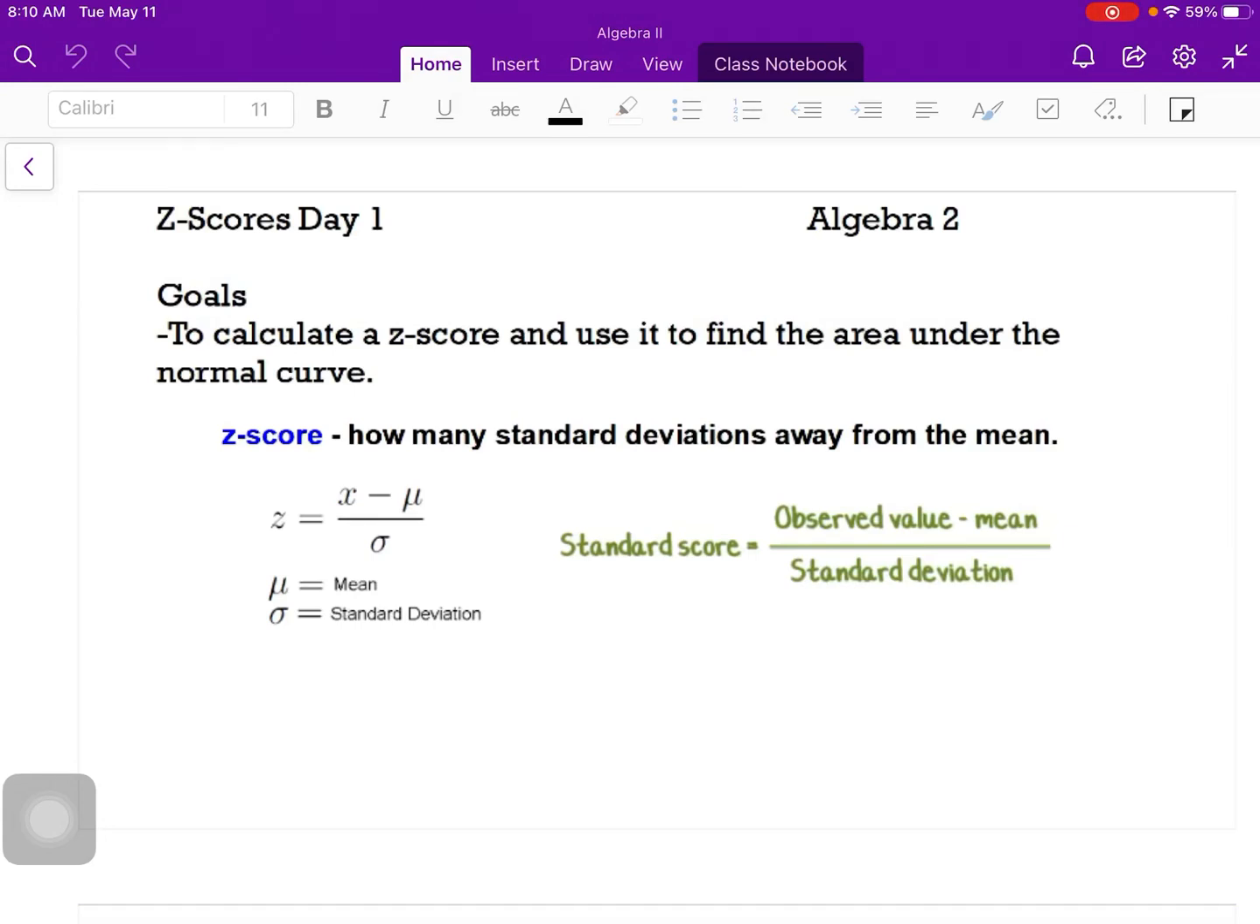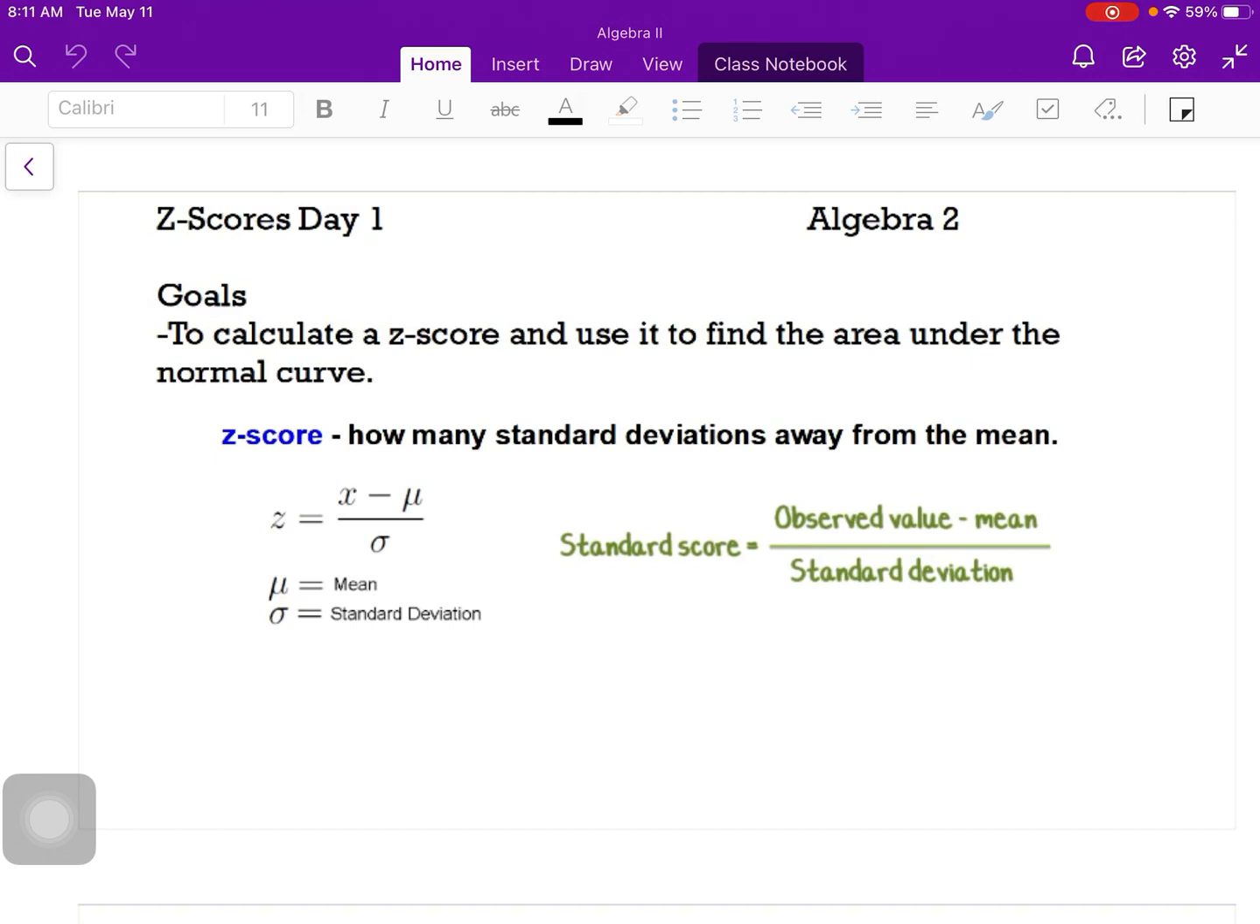Z-scores day number 1. We just got done talking about the normal curve, and the normal curve has rules. If you're 1 standard deviation away, 2 standard deviations away, 3 standard deviations away. What this is for is if maybe you're not exactly a whole numbered standard deviation away from the mean. Okay, anyways, we're going to introduce a couple more variables.